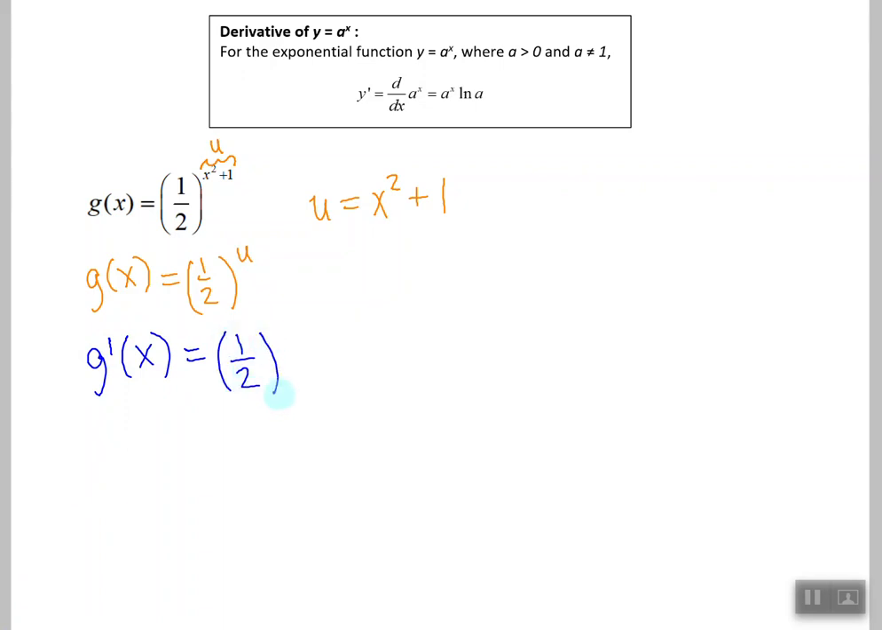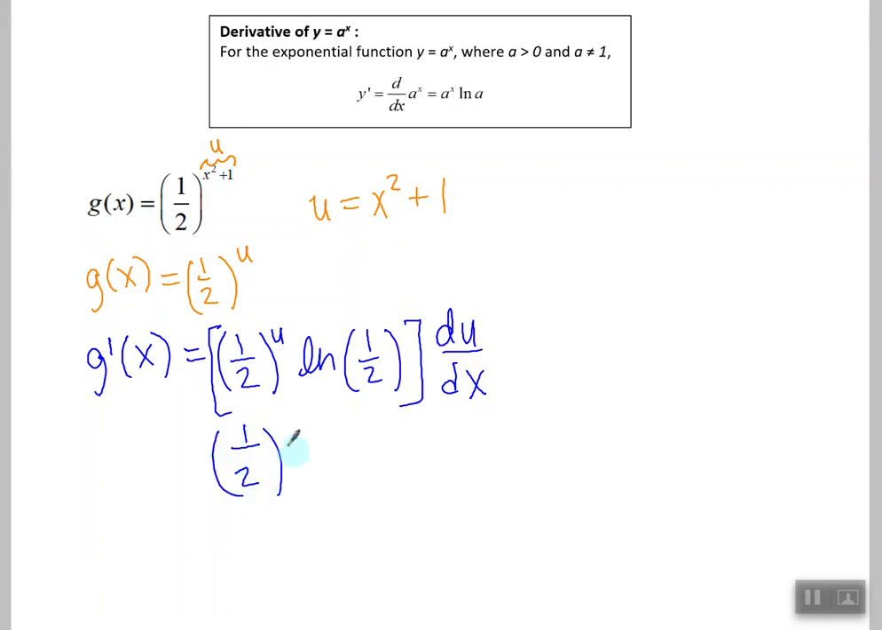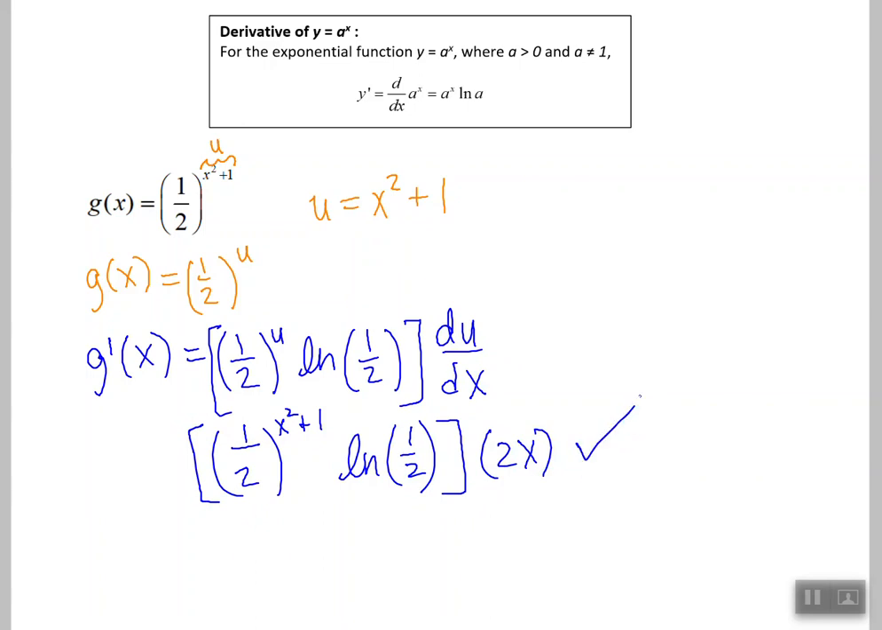1/2 to the u times natural log of 1/2. That's the derivative with respect to u, but then of course I need to multiply times du dx. That was only the outside part. The du dx is the inside part. So now let's do some substitutions. 1/2 to the x squared plus 1 times natural log of 1/2, and then du dx, the derivative of u with respect to x, is 2x. And we have a derivative.